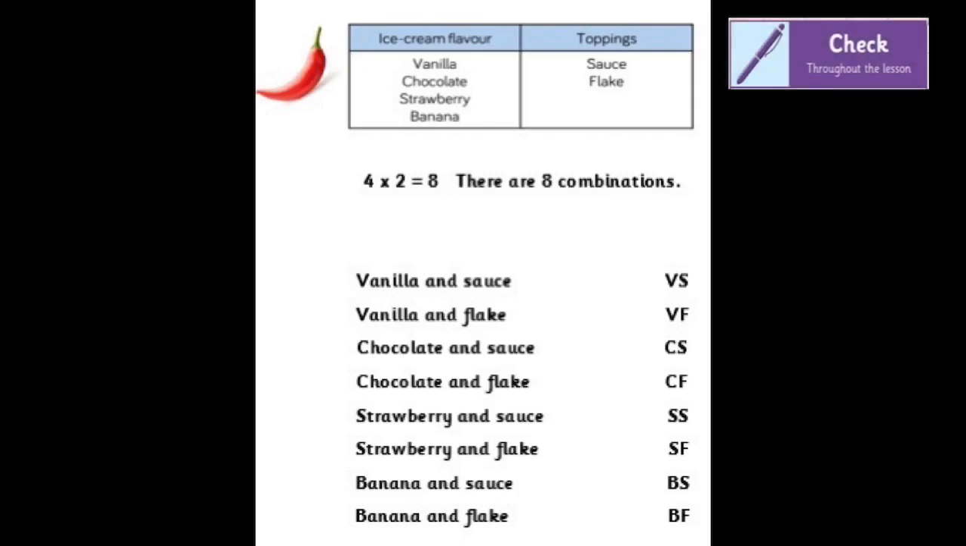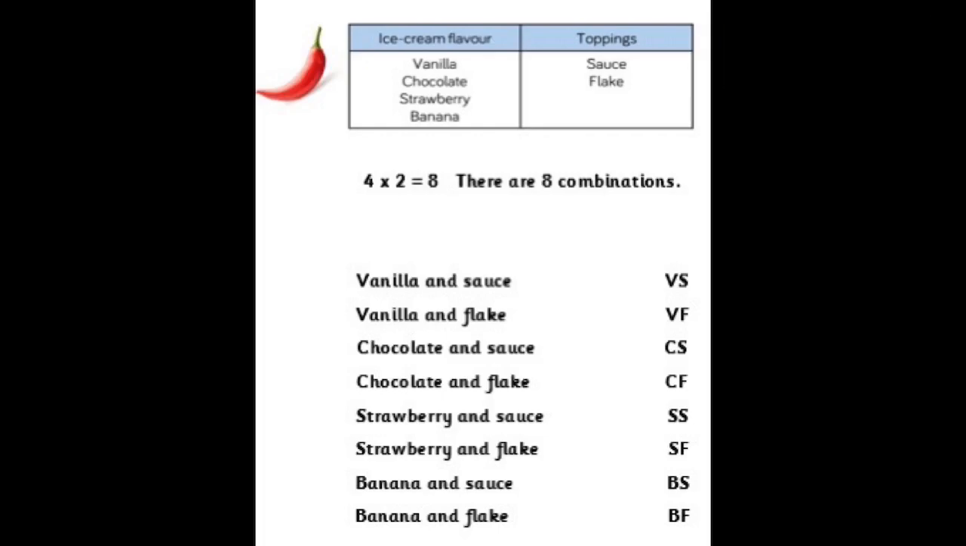Okay, so we're going to check our answers together now. So these are the answers for Chilli 1. So we had 4 ice cream flavours and we had 2 toppings. So 4 times 2 is 8. There are 8 combinations. And you can see here that I've written the combinations out and I've used a code, but your code might be different. So have a look at your work and check it through with this answer sheet. So pause the video now and see how you got on.